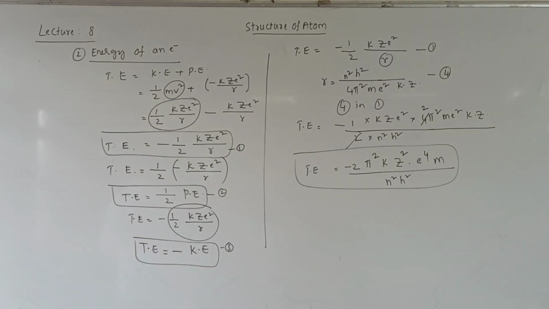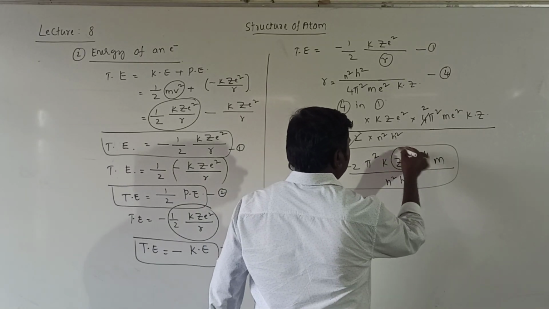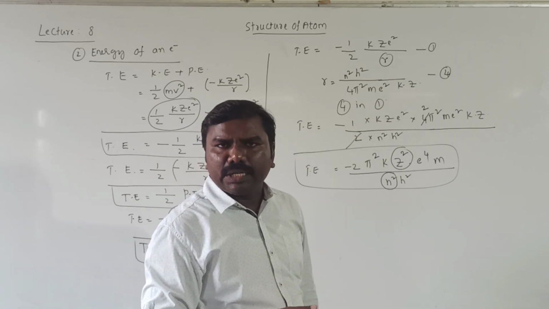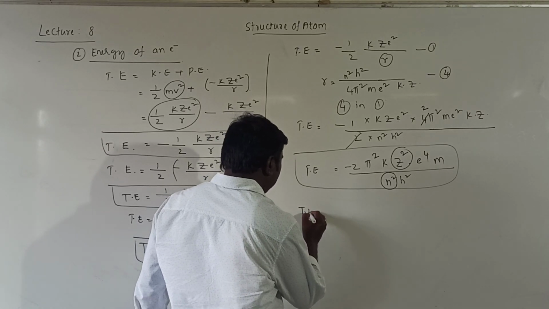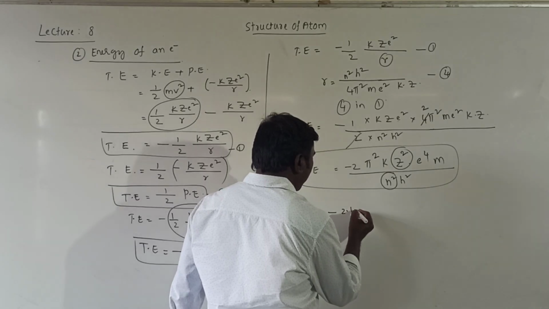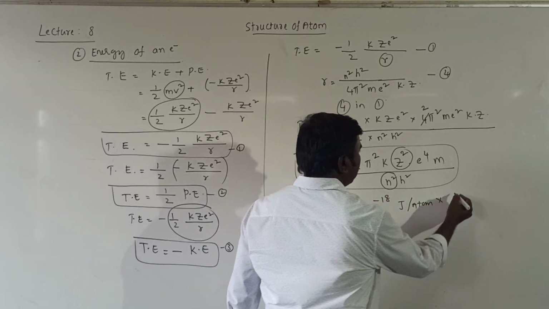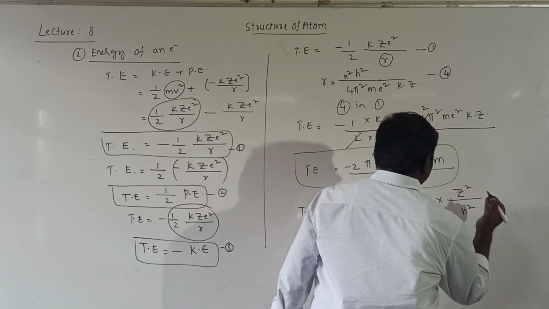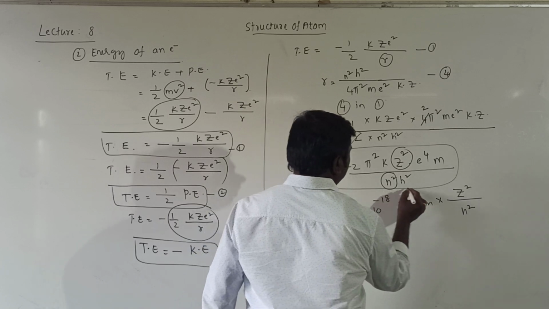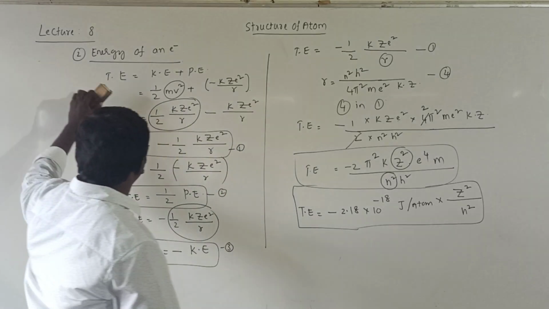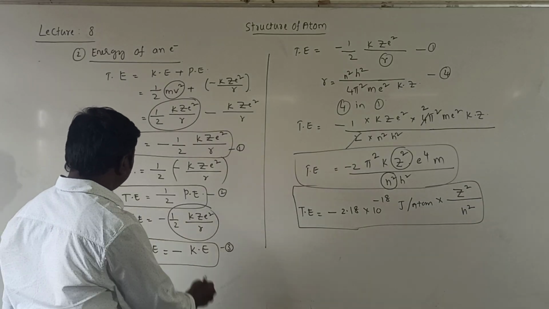If you derive all these things, then finally you will get a value of minus 2.18. This one and this one will never change. It depends upon the given data in the question itself. That is, total energy is equal to minus 2.18 into 10 to the power of minus 18 joule per atom into Z square by n square. You just observe carefully. This is the formula for this. You know already, and first of all, formulas are important.